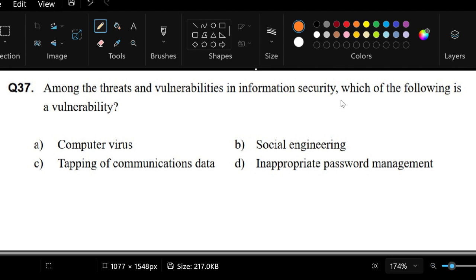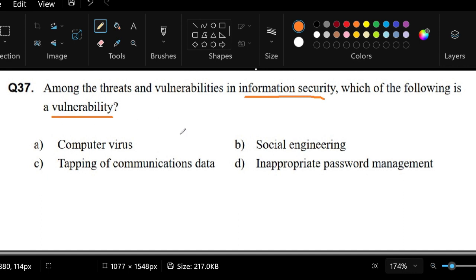Question number 37 of the ID password exam from PhilNITS. In this question, we are being asked, among the threats and vulnerabilities in information security, which of the following is a vulnerability? To answer this question, let's first highlight information security and vulnerability.